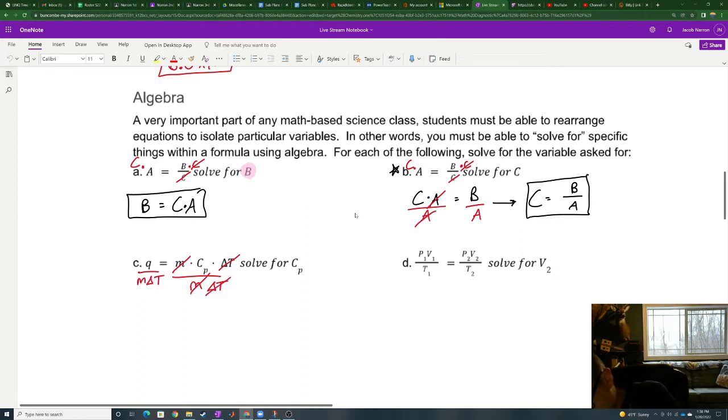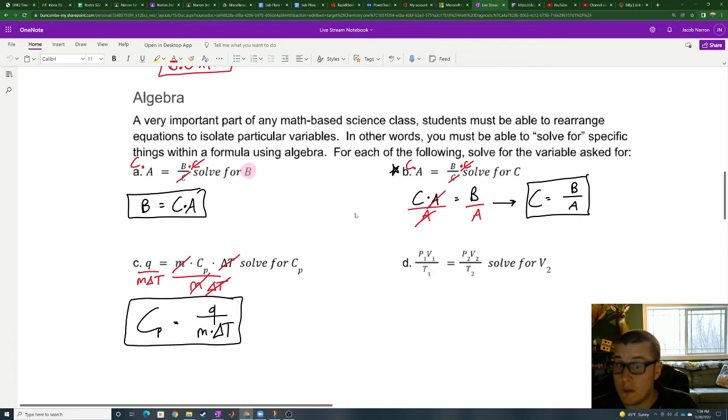So what we end up getting then is CP is equal to Q over M times delta T. That's really all it is. So we have M times delta T in the denominator. They're underneath Q. But there you go. That's it. Not too bad, I hope.